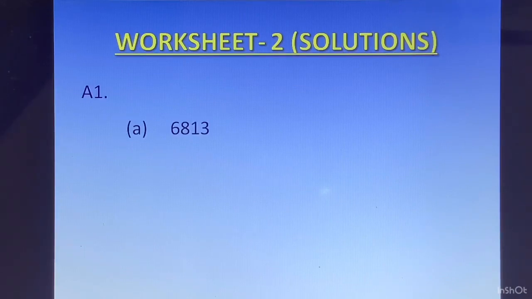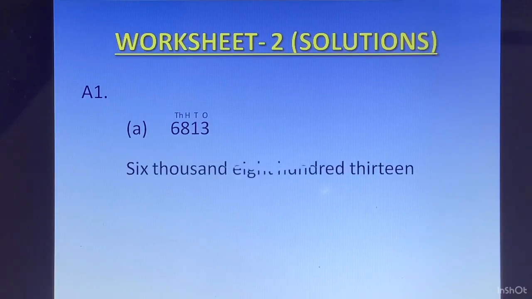6813. Let me put the place values on top, ones, tens, hundreds and thousands. So here we have 6 under thousands column, 8 under hundreds column, 1 under tens column and 3 under ones column. So the number name will be 6813.